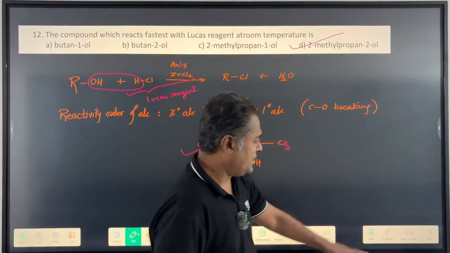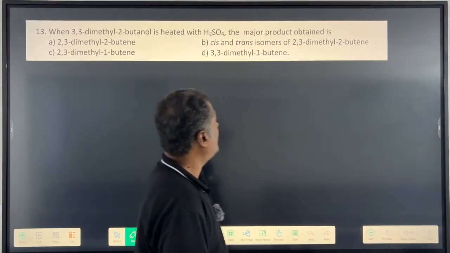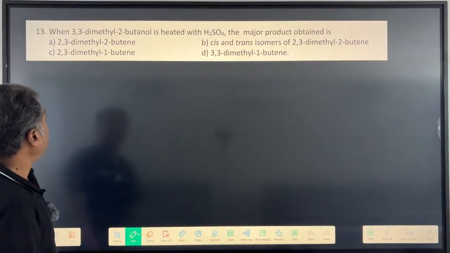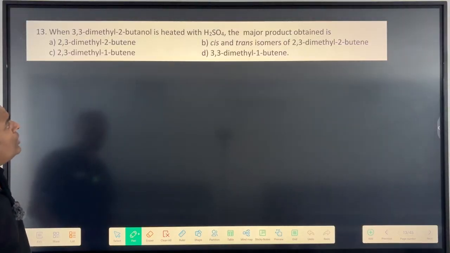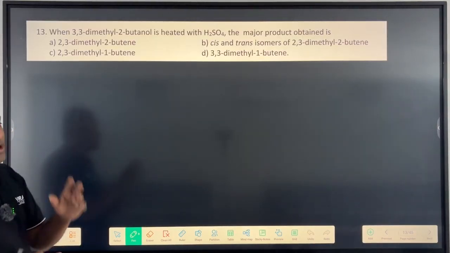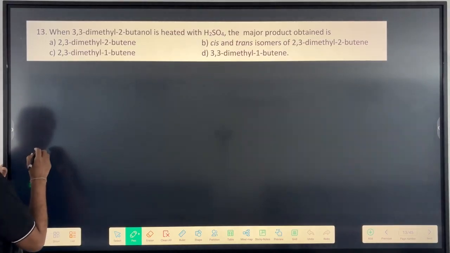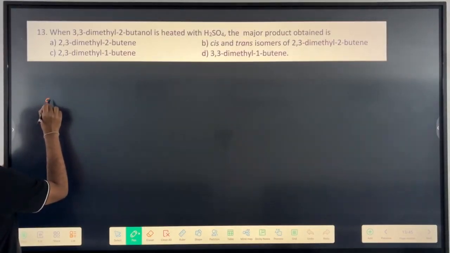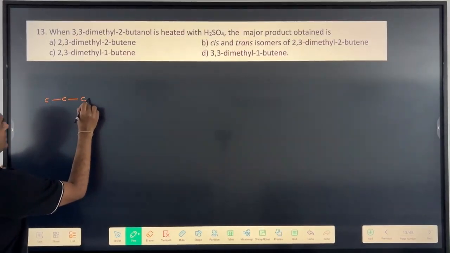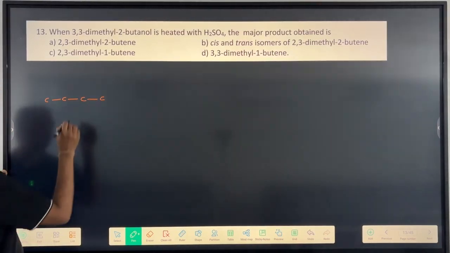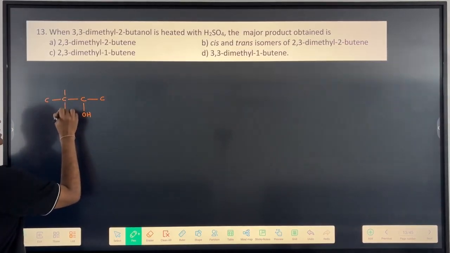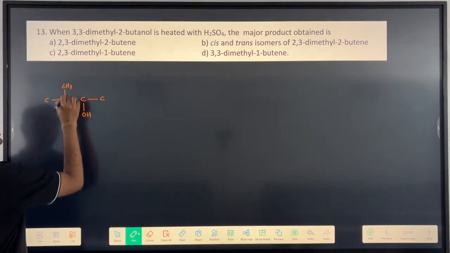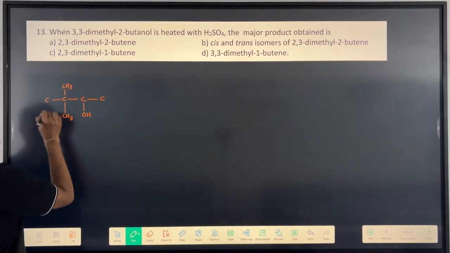I hope this is clear, child. Let us move to the next question. Now, child, over here what is given? When 3,3-dimethyl-2-butanol is heated with H2SO4, the major product obtained is. Now, basically let us write first of all this part. Over here, child, I have 4 carbon atoms, so I have written all 4 carbon atoms, you can see clearly. Now, on the second carbon atom I have OH, and on the third carbon atom I have 2 methyl groups. Now, can I put all required number of hydrogens?